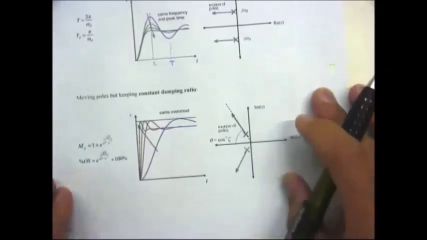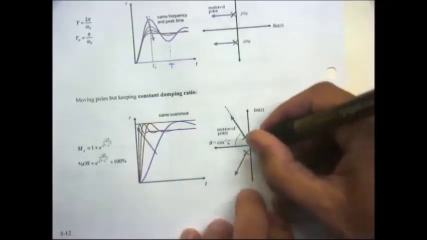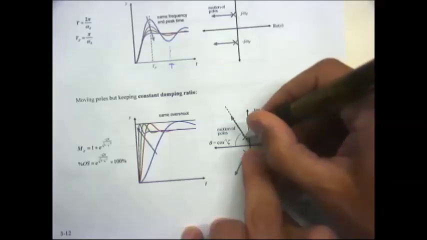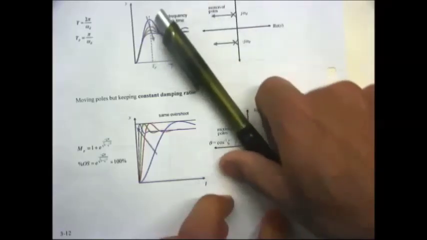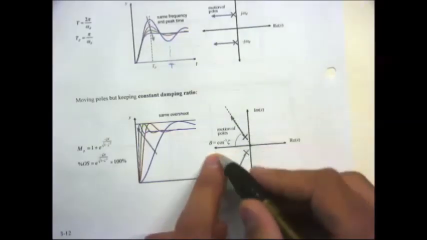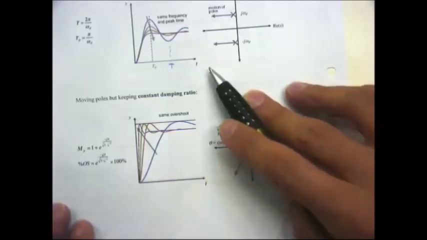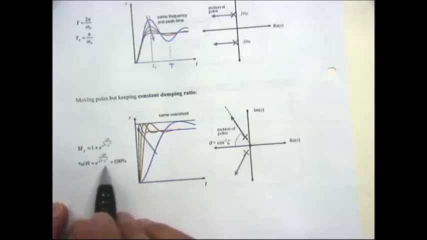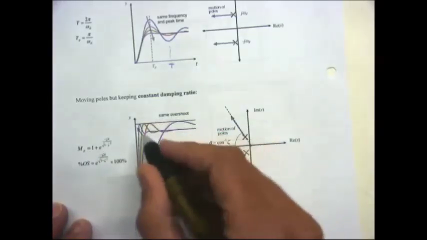Okay, and the next case is if you keep the angle constant. So if you draw a line between 0, the origin of the complex plane, and one of the poles, and you keep the angle of that line constant, then you're keeping a constant damping ratio because of the formula theta equals inverse cosine of zeta. If you keep a constant damping ratio and you look in your equations, you'll find that both the percentage overshoot and the peak response are a function of zeta only. So the family of curves look like this. They have the same peak, but different speed of response.